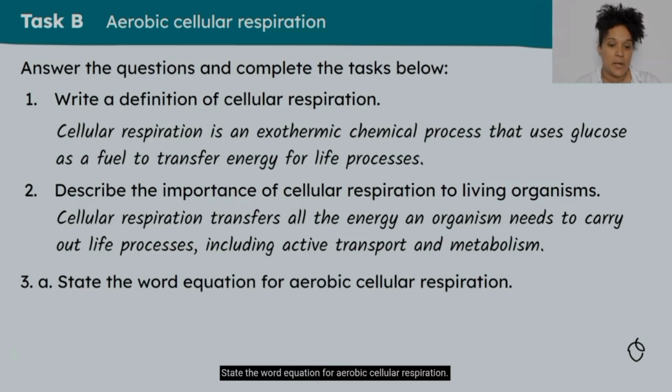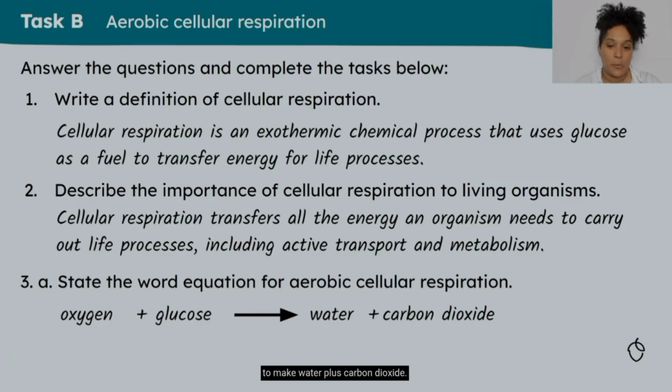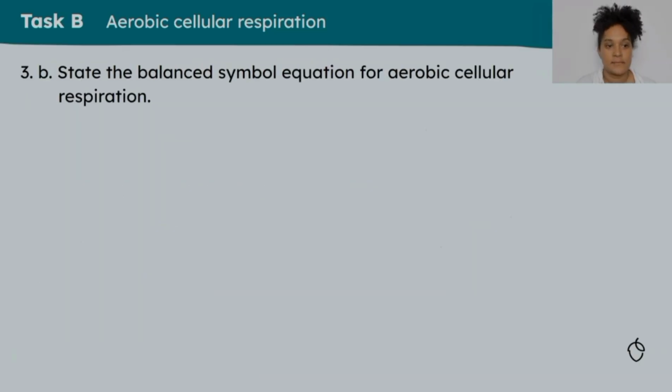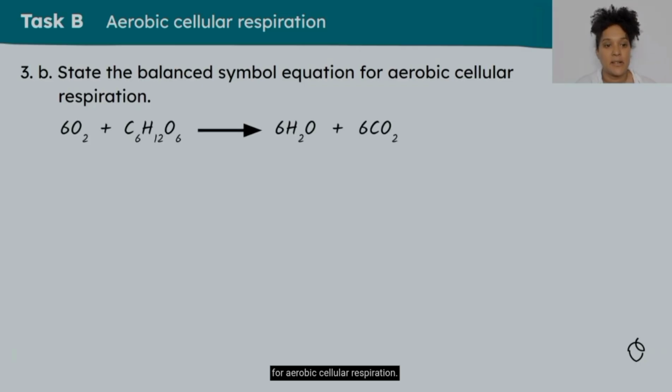3a, state the word equation for aerobic cellular respiration. Oxygen plus glucose reacts to make water plus carbon dioxide. 3b, state the balanced symbol equation for aerobic cellular respiration. Okay, here it is. I'll give you a few seconds to check that your answer is the same as that answer.